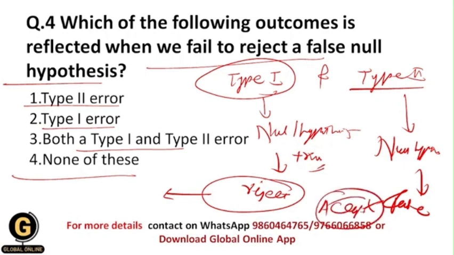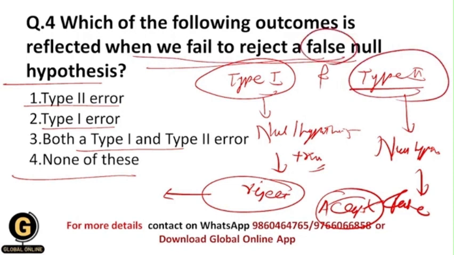In this situation type 2 error happens, and that's why the situation in the question is the type 2 error, because here the null hypothesis is false, but we are failing to reject it. It means that the null hypothesis is false, but we are accepting it, and that's why in this situation your outcome will be type 2 error, okay.